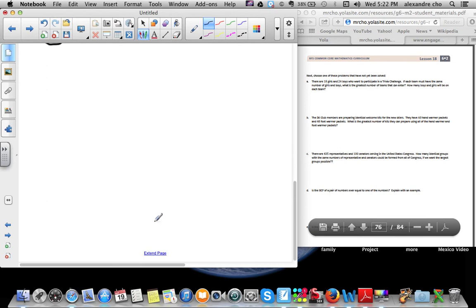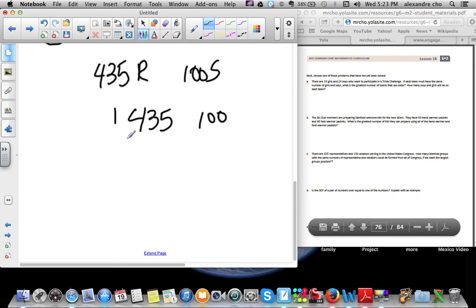C. There are 435 representatives and 100 senators. Okay, how many identical groups with the same number of representatives? Okay, so you want to divide them into groups. You want the largest group possible. You want to make teams, and each team has to have the same number of representatives and the same number of senators. Again, this is a big number, so when it's big, I would suggest a slide.